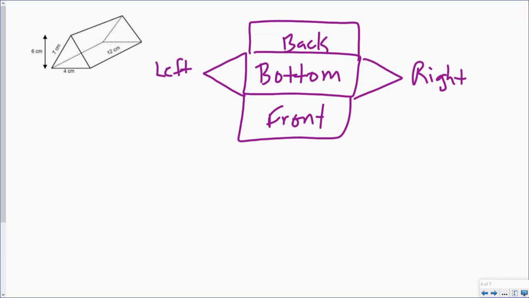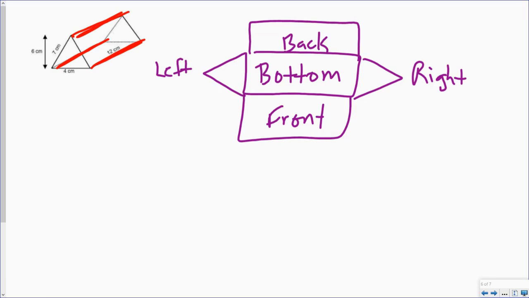Now we need to get our measurements. And so when we take a look here, right here we have 12 centimeters. So that means this line back here, or this edge back here, is also 12. And that means this one up here is also 12.